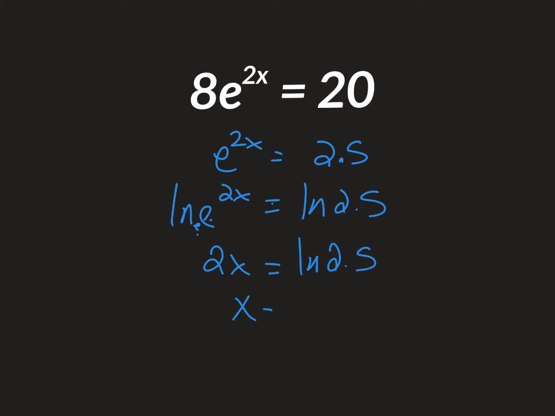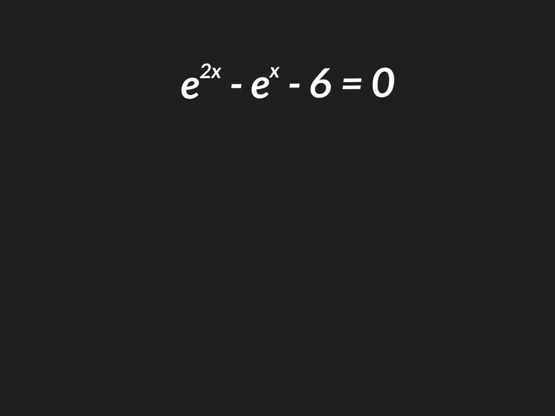So divide both sides by 2. Natural log 2.5 divided by 2. Punch that in your calculator, and you're going to get 0.458. And again, if you want to check it, plug it in. It'll work. I'm going to show you one more.